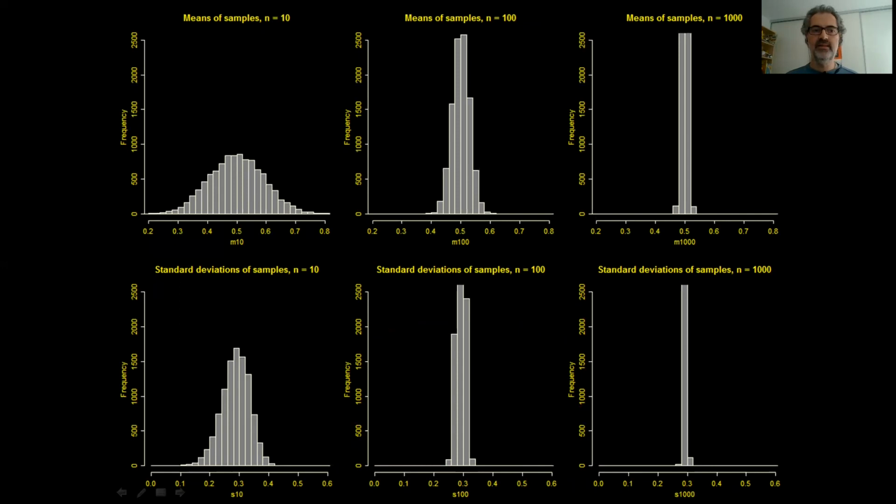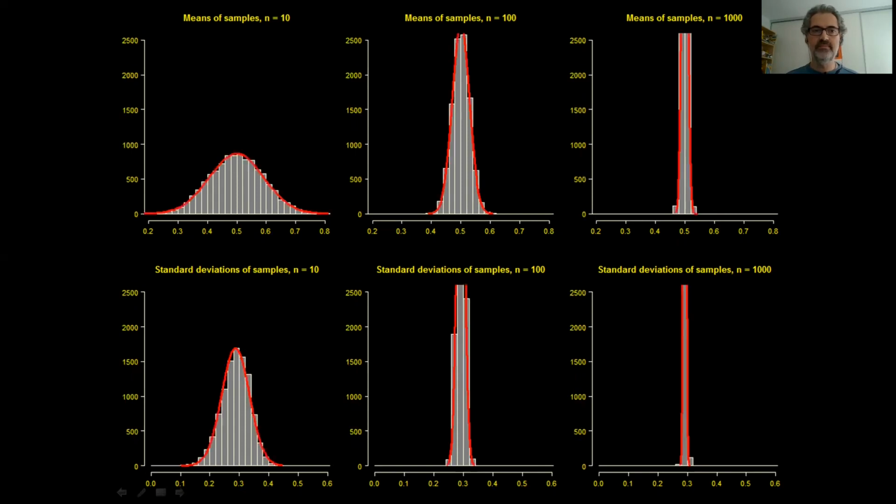Again, we see that the means and standard deviations are more spread for the smaller samples. So it's more likely to get estimates that are farther from the population parameter with small samples than with really large samples. But what we're really interested in, again, is the shape. Let us plot the normal curves on top of these histograms. It's a pretty good match again, although the population was certainly not normally distributed.